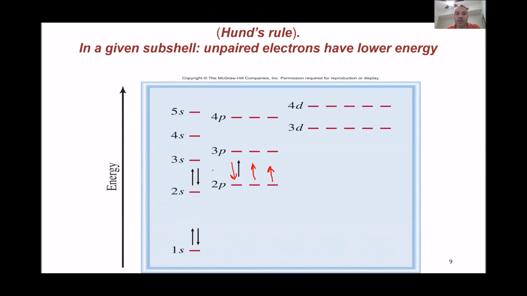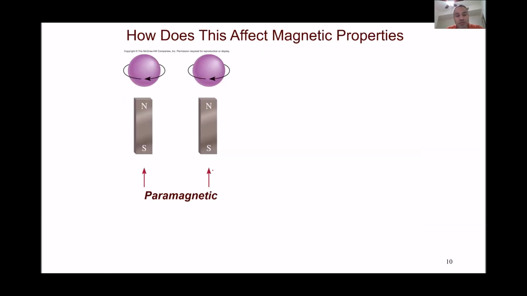The importance of the magnetic spin quantum number is how it affects the magnetic properties of substances. Basically, when you have two magnetic moments that are oriented in the same direction, they will add up to each other to an overall magnetic moment for the substance. If you have unpaired electrons, they will actually add up to an overall magnetic moment in the substance. And the substance in this case is going to be called a paramagnetic substance.